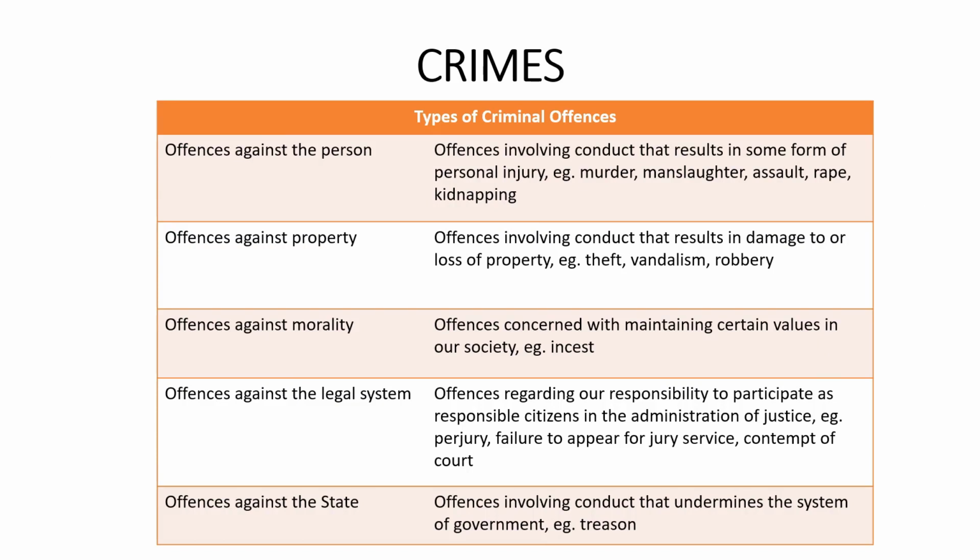On this slide, I have given you some examples of the different kinds of crimes. For these purposes, the crimes have been categorised as offences against the person, offences against property, offences against morality, offences against the legal system, and offences against the state. Offences against the person are offences that involve conduct that results in some form of personal injury. Examples are murder, manslaughter, assault, rape, and kidnapping.